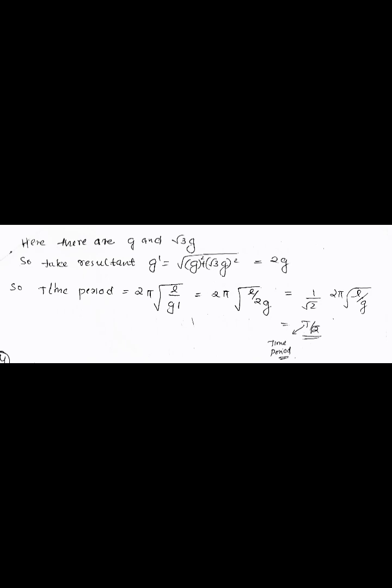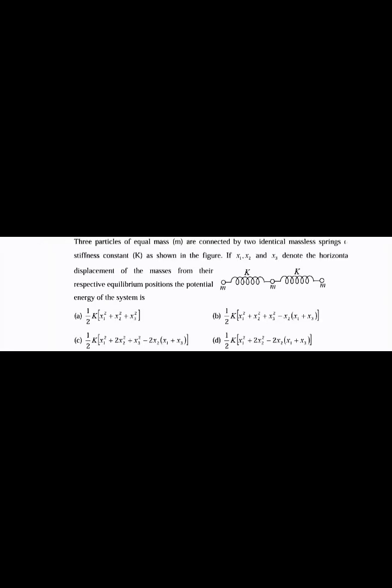The next question is, three particles of equal mass are connected by two identical massless springs of stiffness constant k as shown in the figure.